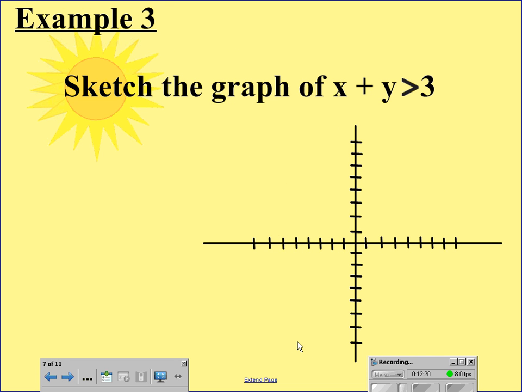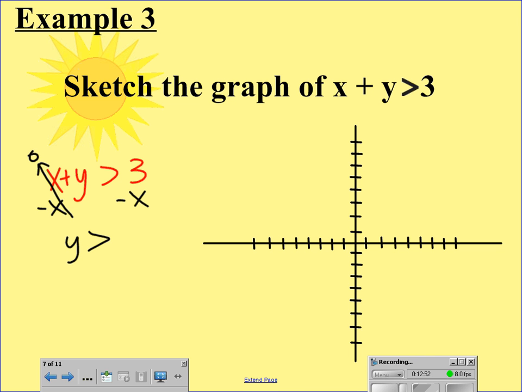Example 3. Sketch the graph of x plus y is greater than 3. So we have x plus y is greater than 3. We need to put this in y equals mx plus b form so we can graph it. In order to do that, I need to get y by itself. I'm going to subtract x from both sides. X minus x is 0. I'm left with y. My sign does not change because I did not multiply or divide by a negative number.